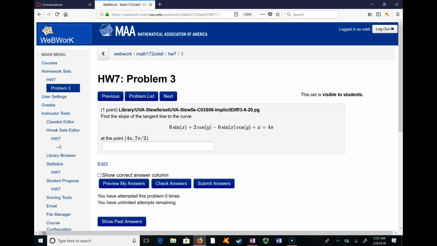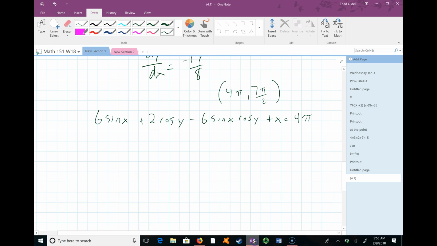Problem number 3. It says find the slope of the tangent line to the curve. There's the curve, and there's the point where we want to find the slope of the tangent line. So I've already written that over here. So right away we're going to take the derivative of both sides. So the derivative of 6 sine x, that would be 6 cosine x dx dx. Again, you don't have to write this dx dx. I'm just doing it to make it clear because some people have been uncertain about where the dy dx comes in when we're doing this. So I'm just showing you that there's always a something dx, and sometimes it's 1, sometimes it's dy dx.